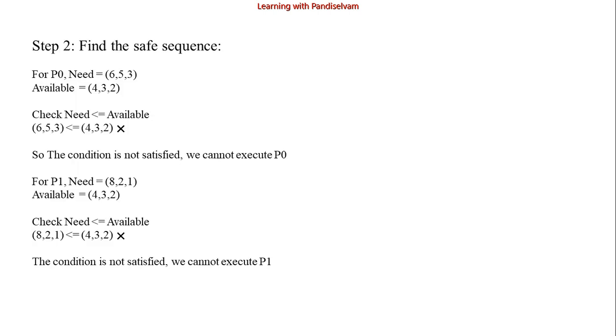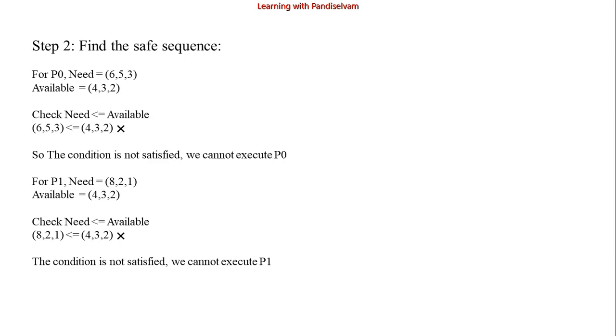Second step, we need to find the safe sequence. For that, for each and every process we need to check whether the particular process is satisfied with the available resources or not. As we know, available resources are 4, 3, 2. What is the need of P0? 6, 5, 3. We need to check the condition: need less than or equal to available. If the condition is false, we can't execute P0, so we proceed with another process, that is P1. What is the need of P1? 8, 2, 1.